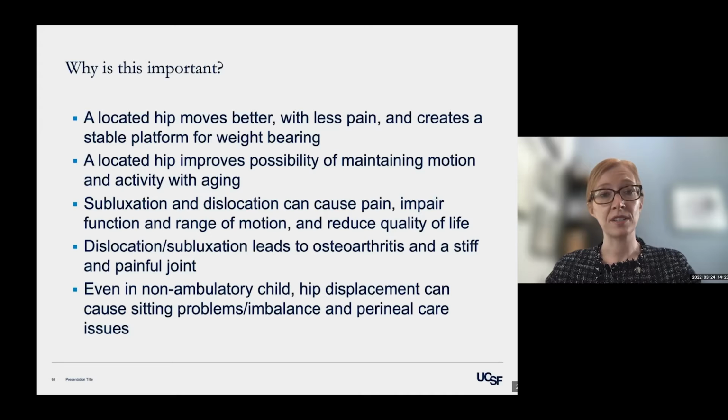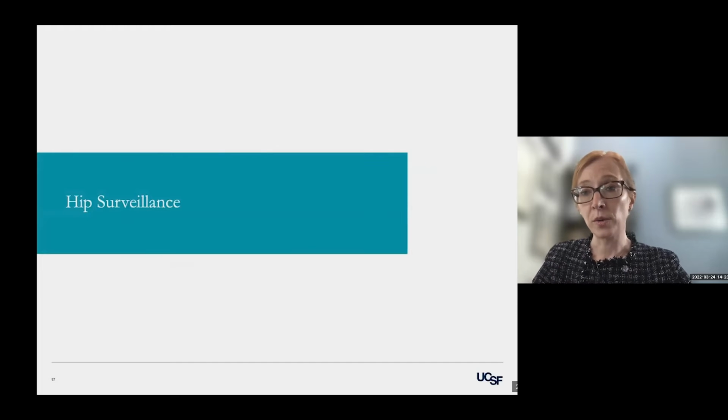So why is it important? Well, a located hip moves better with less pain, creates a stable platform for weight bearing. A located hip improves the possibility of maintaining motion and activity with aging. Subluxation and dislocation of the hip cause pain, impair function and range of motion, and reduce quality of life. And dislocation or subluxation of the hip can lead to osteoarthritis and a stiff, painful joint. Even in a non-ambulatory child, hip displacement can cause sitting problems and imbalance and problems with perineal care. So we need to watch these hips.